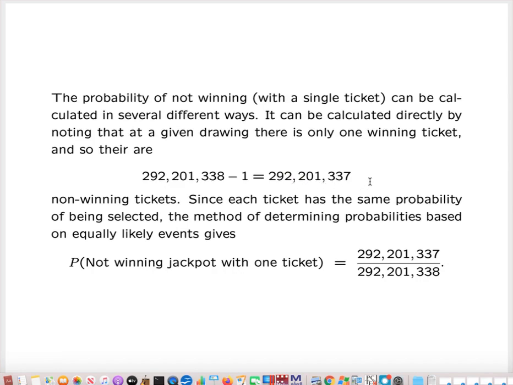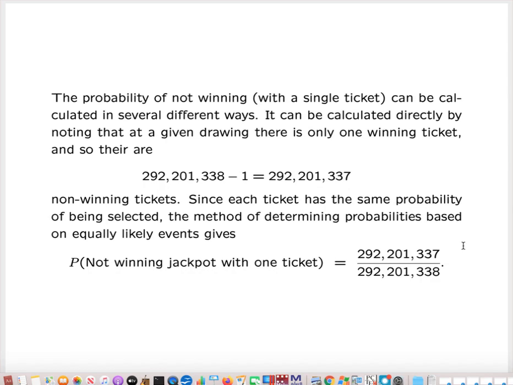So 292,201,337. All right? And since each ticket has the same probability of being selected by virtue of the way that they are selecting the balls out of the buckets, the method of determining probabilities based on equally likely events gives us that the probability of not winning the jackpot with 1 ticket is 292,201,337 over 292,201,338. So it's virtually assured that you're not going to win.